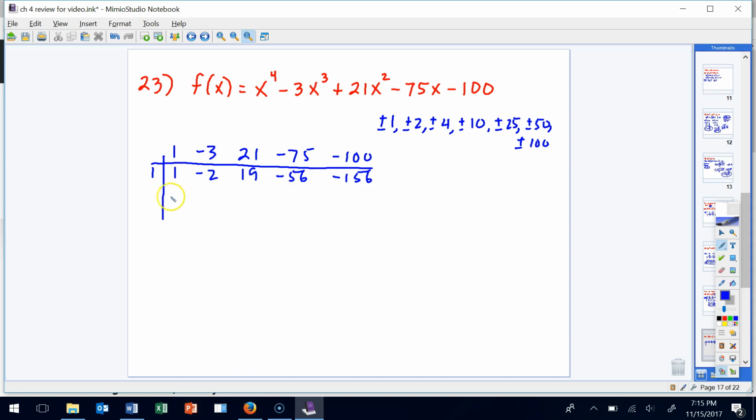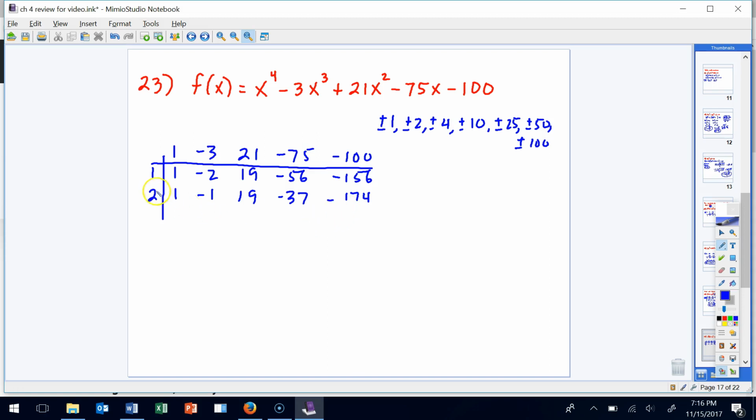So let's try 2. 1 times 2 is 2, plus -3, -1. -2 plus 21, again 19. 38 plus -75 is -37, and -74 plus -100. Well, do you notice as I choose bigger numbers, I just get more and more negative?